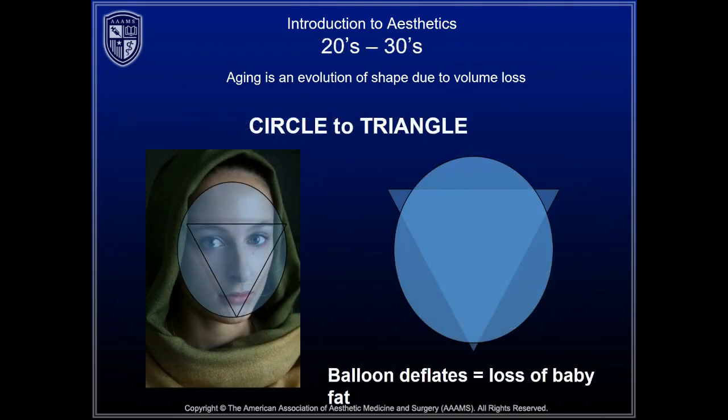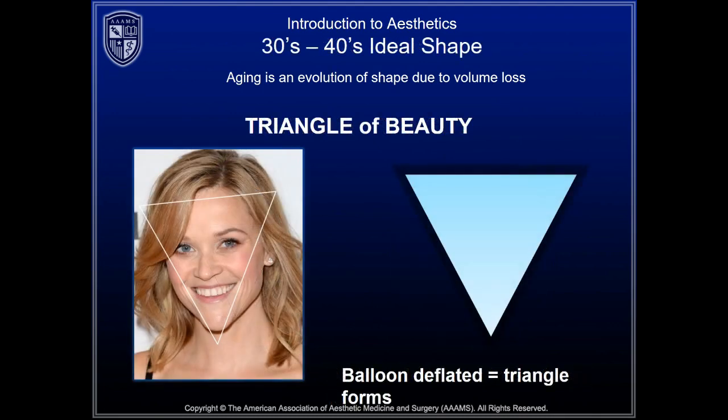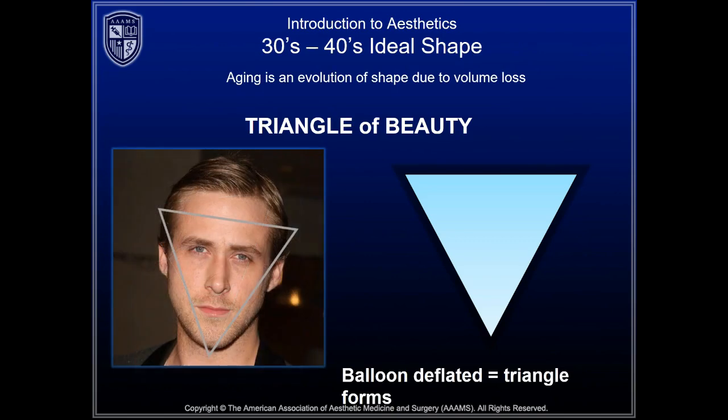In the late 20s, the balloon-shaped face starts to deflate. Once we hit the mid to late 30s, as the balloon continues to deflate, our face shape becomes triangular. This is what we call the triangle of beauty, where the triangle base is at the top of the head, around the forehead area, and the tip is pointed towards the chin. This is the most ideal shape that most people love to have. Another demonstration of the triangular shape, or the triangle of beauty, in a man.